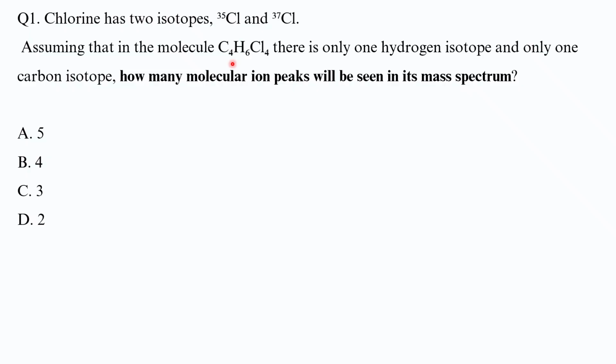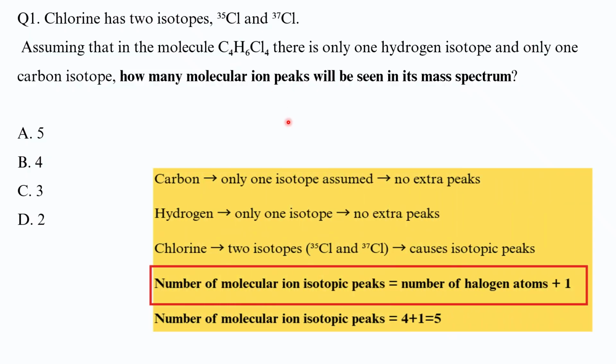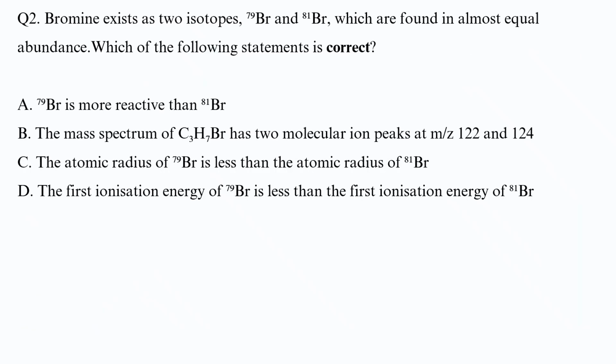So let us calculate. The trick is this, that is, the number of halogens present in the molecule plus 1. If we do this, we see that there are 4 halogens present plus 1. This means the number of molecular ion peaks will be equivalent to 5. So this is the correct answer. This is how you're going to use this trick to solve the questions.